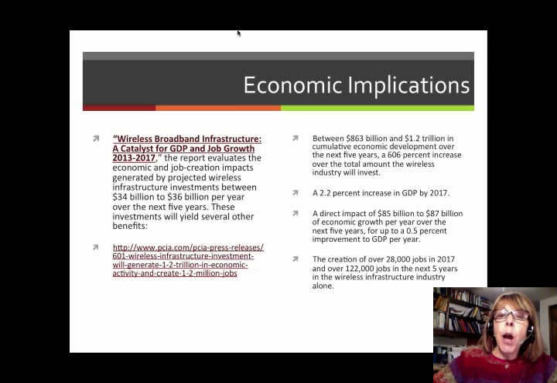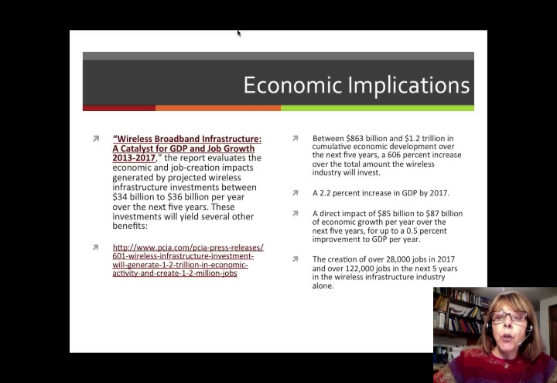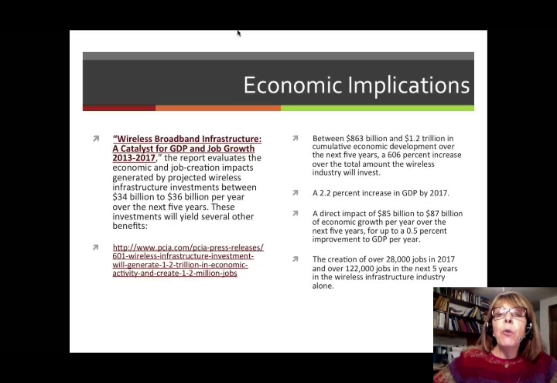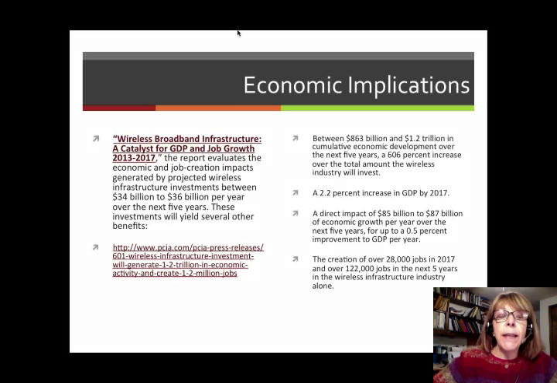And look at the number of jobs being created. 28,000 jobs in 2017 and 122,000 in the next 5 years in the wireless infrastructure industry alone. So these are projections. Hopefully it will be even a greater impact than what they say, but do take a look at this report that the wireless infrastructure investment will generate $1.2 trillion in economic activity and create 1 to 2 million jobs.